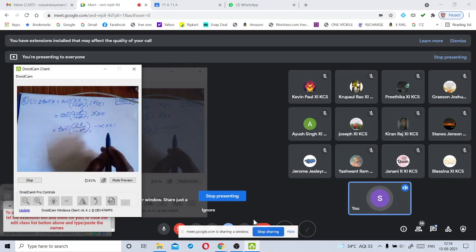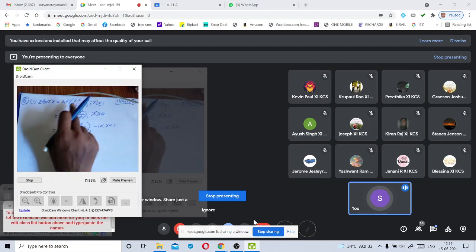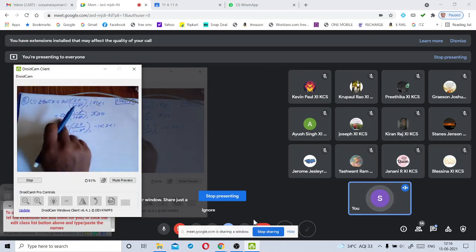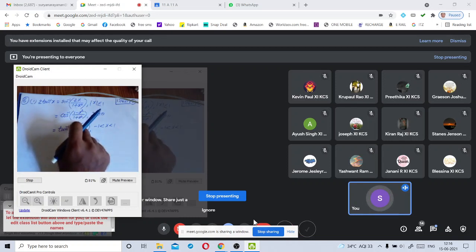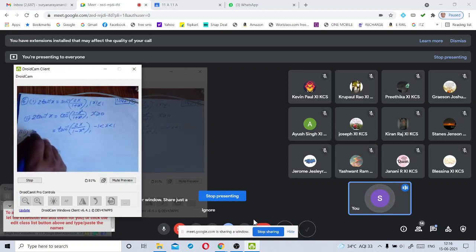I will repeat these formulae. Listen carefully. All of you have to read these three formulae one by one. 2 tan inverse x is equal to sine inverse of 2x by 1 plus x square. 2 tan inverse x is equal to cos inverse of 1 minus x square by 1 plus x square. And 2 tan inverse x is equal to tan inverse of 2x by 1 minus x square.